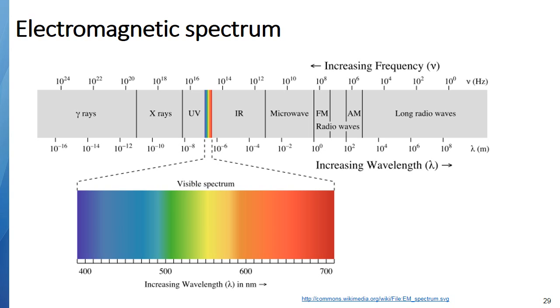As I'm sure you know, gamma rays and X-rays are very high energy wavelengths, whereas radio waves are pretty benign. They're very long and have very low energy.